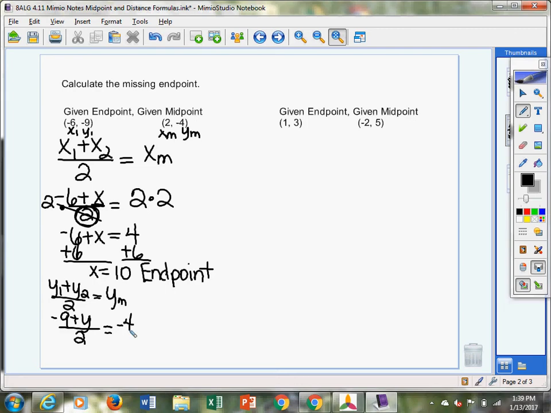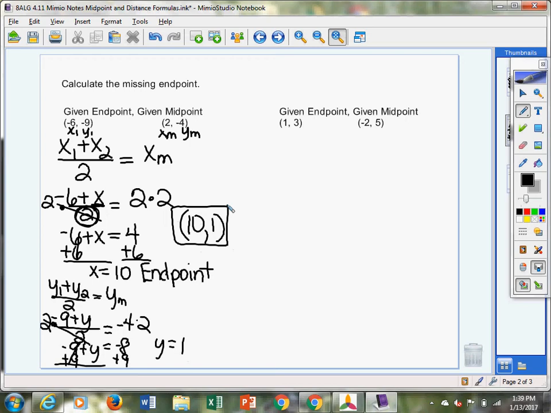You're going to follow the same process. Get rid of the denominator, so multiply each side by 2, and now you have negative 9 plus y is equal to negative 8, and now add 9 to each side. And look what you got, y is 1. And that's an endpoint that you just found. So that missing endpoint is (10, 1). That's the one.